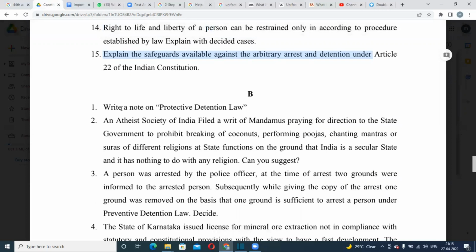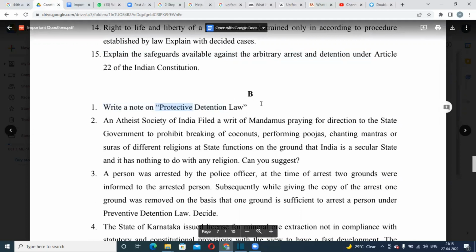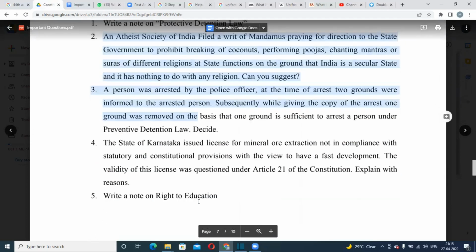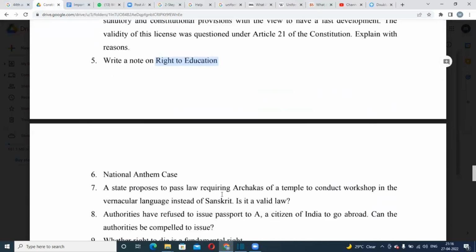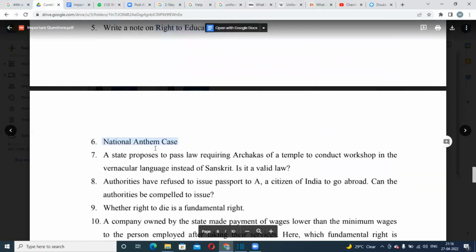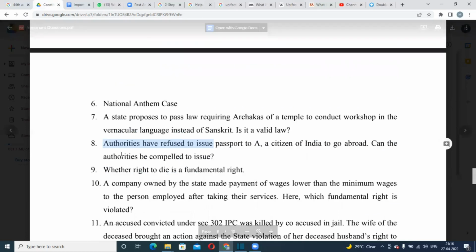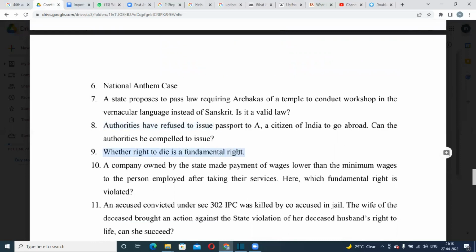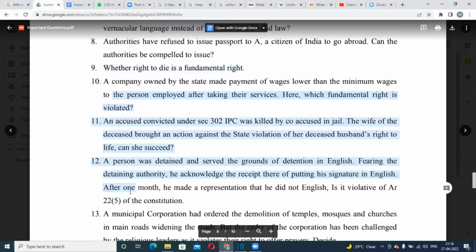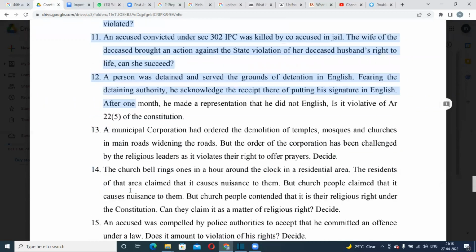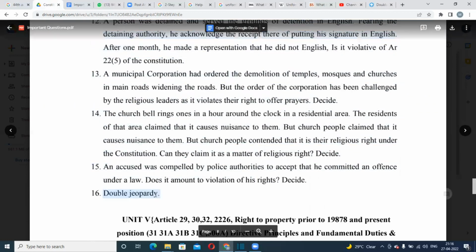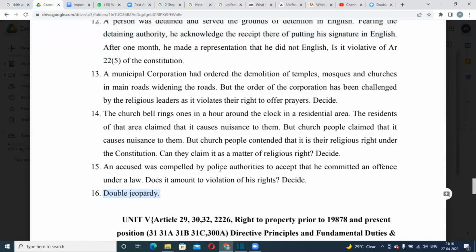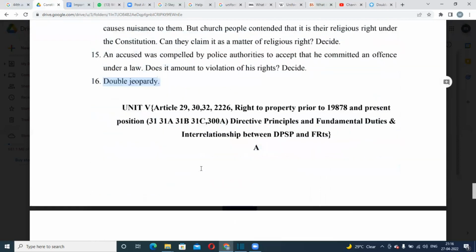We have few more questions. Write a short note on preventive detention laws. Then we have some situation-based questions. After that, we have write a short note on right to education, national anthem case. One more situation-based question, whether right to die is a fundamental right. Again, situation-based questions over here. And then double jeopardy. I was preparing this question right before I recorded this video.